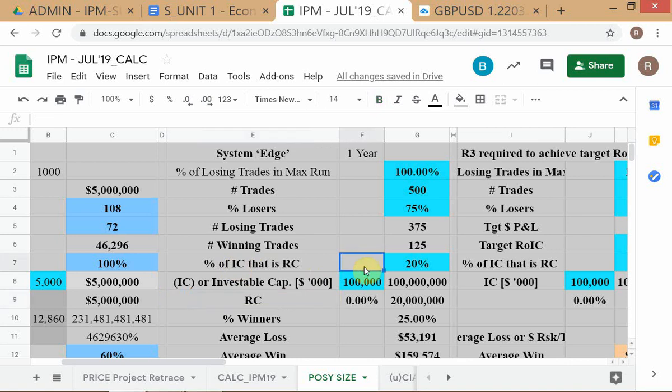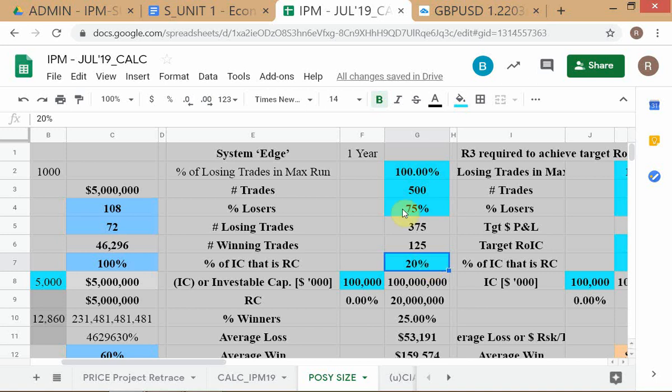Here I've given you a lot of flexibility to define the stuff. I've got one more row to define. What is the percentage of IC that is equal to my RC? If I was willing to lose my entire investable capital, then this figure would be 100%. Here I've entered 20%. So I've said only 20% of my investable capital is risk capital.